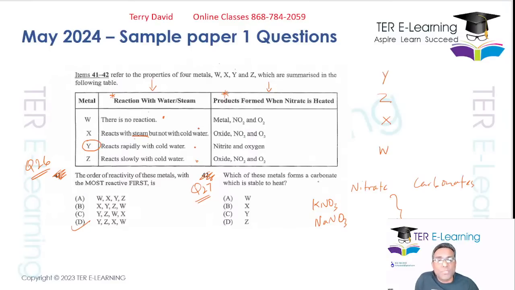Now, when it comes to a carbonate, sodium carbonate and potassium carbonate are very stable. So if you try to heat it, it's not going to decompose. So the answer has to be C in this case. Question 27, the answer is C. So that's 27.